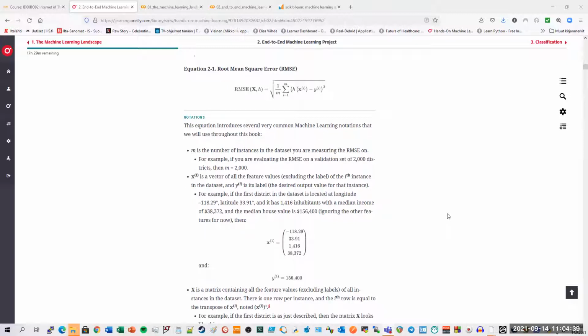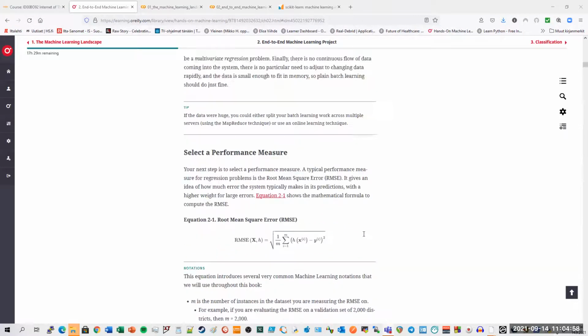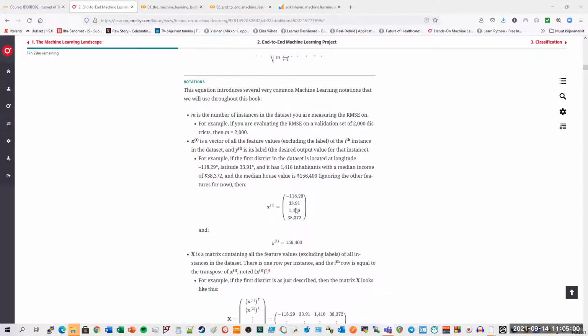You sum the difference between the function and the data point, and you get one value as a result. In general, you can have more than one value that you study. In the previous chapter's line example, you have only one value of x and y. But now in this California dataset, you study four different values: longitude, latitude, number of inhabitants, and median income.